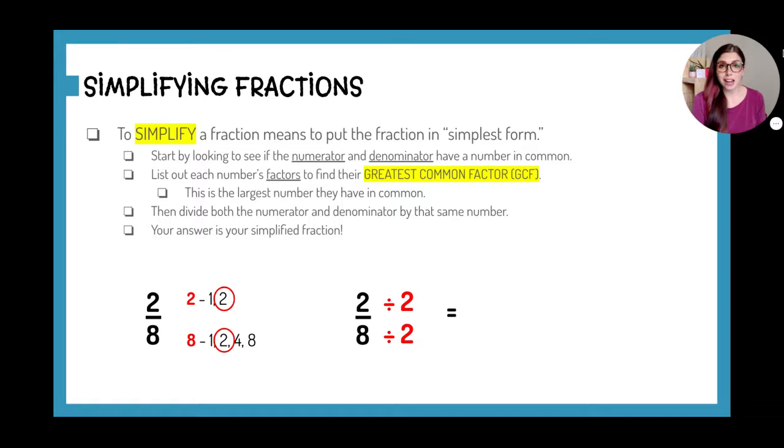So now I'm going to take that 2 and I'm going to divide my numerator and my denominator by the 2. 2 divided by 2 is 1. 8 divided by 2 is 4. So 1/4 is my fraction in simplest form. 2/8 is the same thing as 1/4. 1/4 is just the simplest form of the fraction.